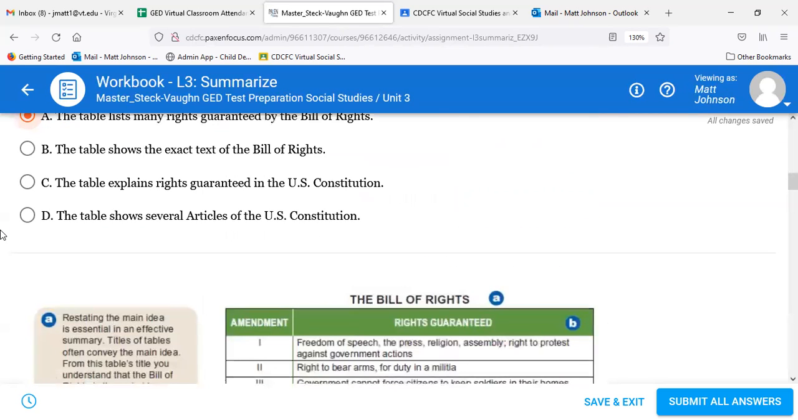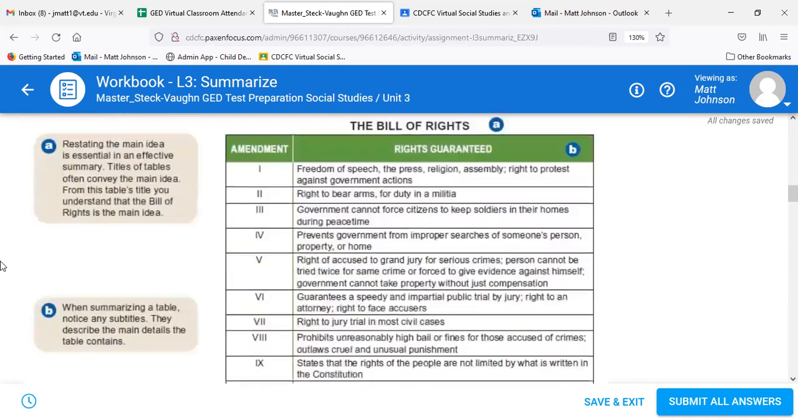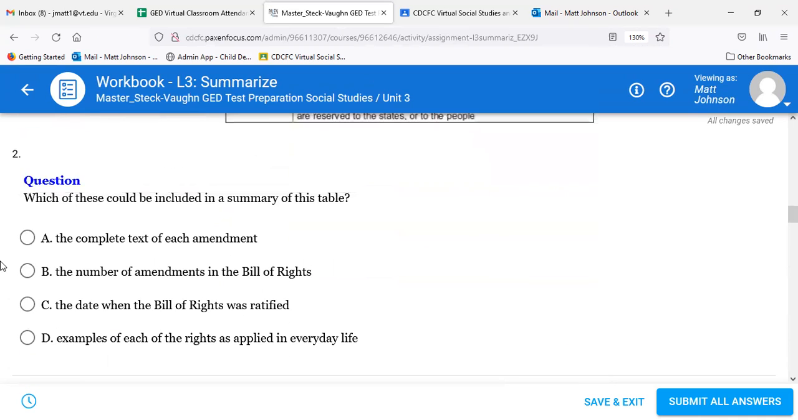And the table shows several articles of the U.S. Constitution. Only the Bill of Rights here. We don't see the 7 articles anywhere in that passage. So A for number 1. Tracy, could you read number 2 for us?